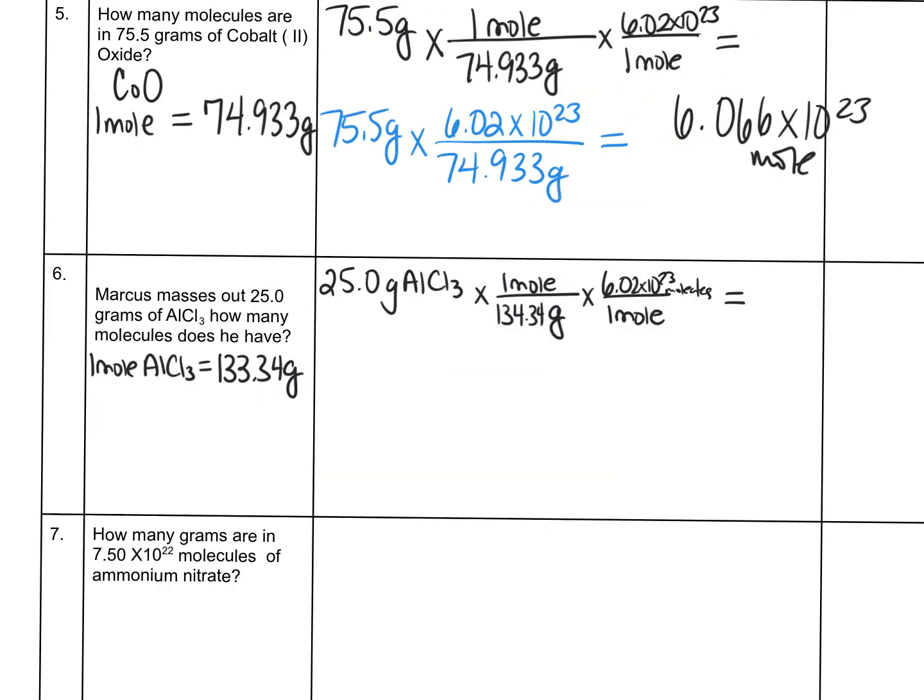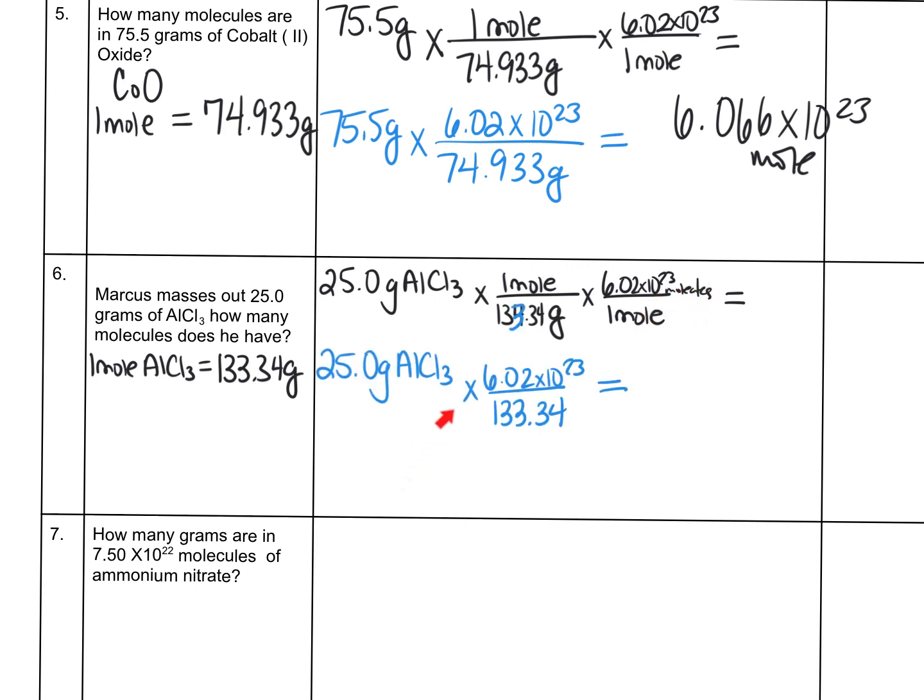So for this next problem, we're given grams and we need to find out how many molecules. So we know the relationship that 1 mole is equal to the molar mass, so I calculated the molar mass, and I used that in order to get to moles. Then I'm going to use the relationship that 1 mole is equal to 6.02 times 10 to the 23rd molecules, and so that way my answer will be in molecules.